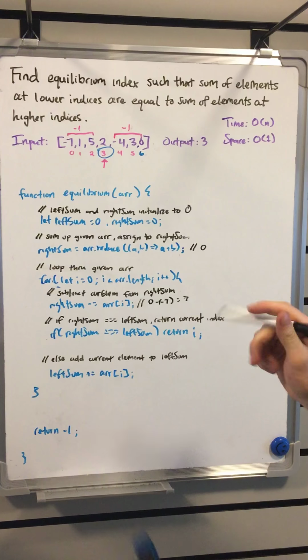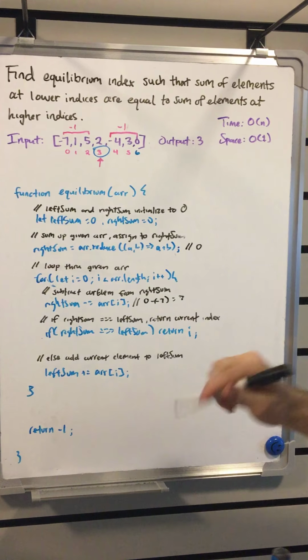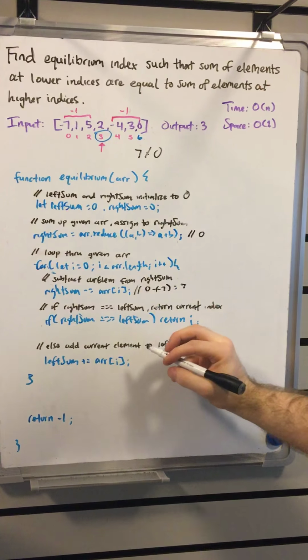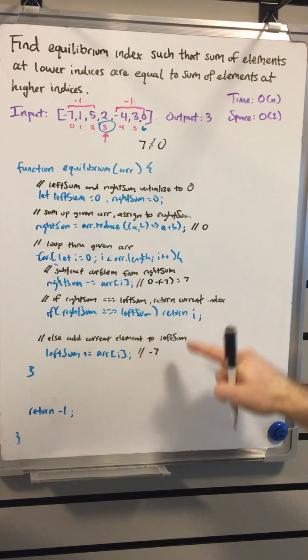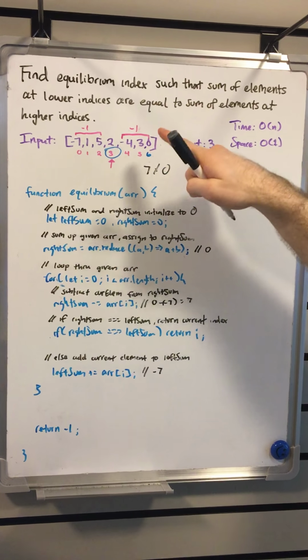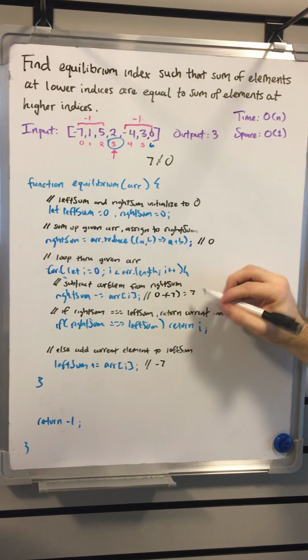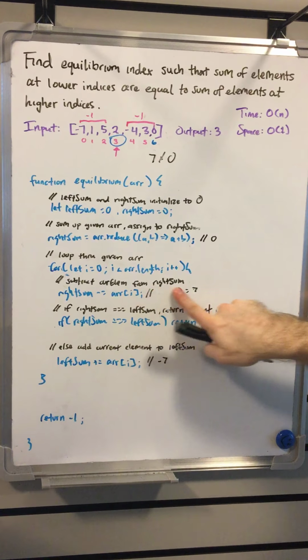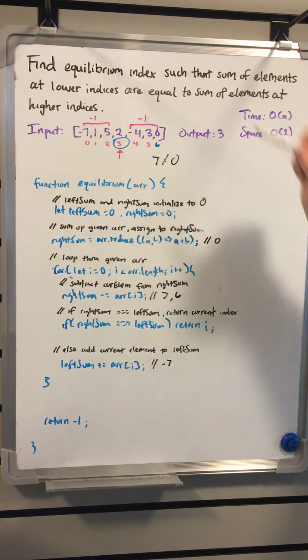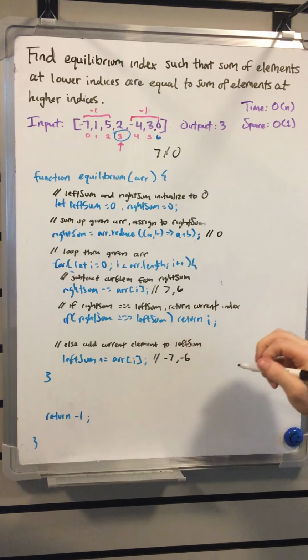So, first case we ask, is -7, or excuse me, is 7 equal to 0? No. So then we add -7 to left. So this will be -7. We go back to the right, and we subtract 1. We subtract 1 from 7, which then gives us 6. So it goes from 7 to 6. We ask, is 6 equal to -7? No, it's not. So then we add 1 to -7, which will give us -6.